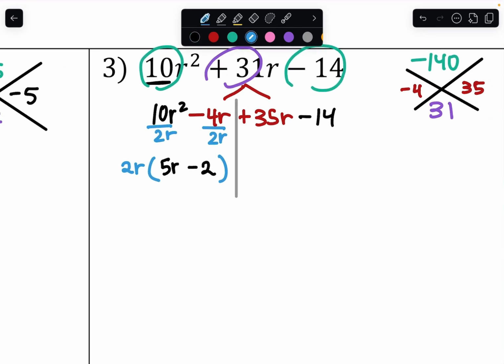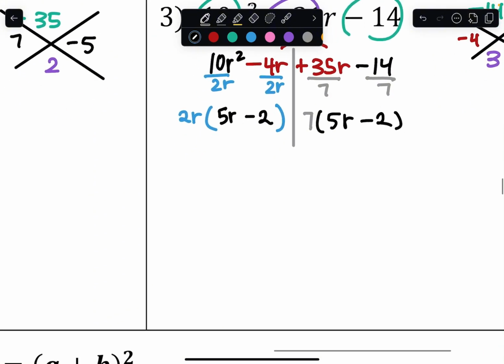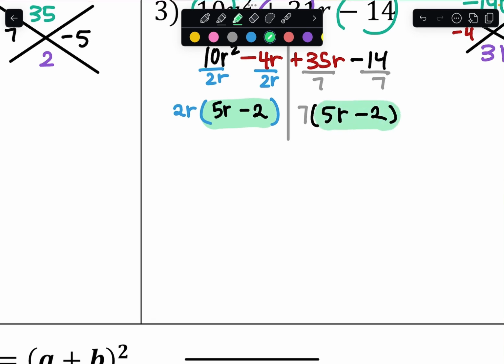Out of the second pair, we can divide both by a 7, a positive 7, which would leave us with a 5R minus 2. Now the goal is to have matching parentheses, which we do. That means we've done everything right. So 5R minus 2 is one of my factors, and 2R plus 7 is the other. The 2R plus 7 comes from what is outside.